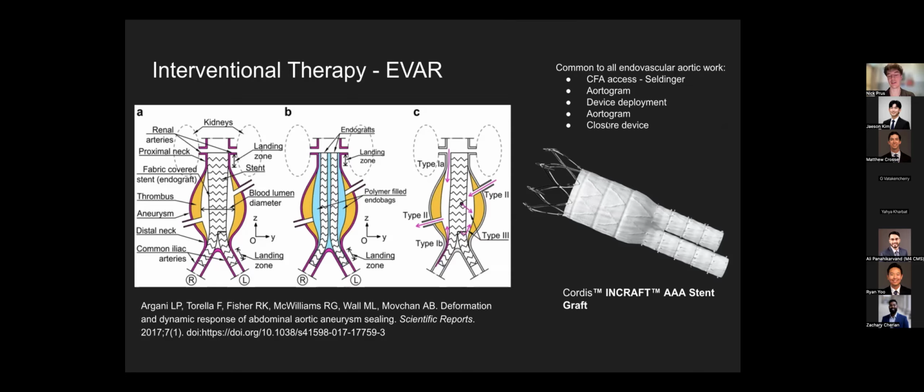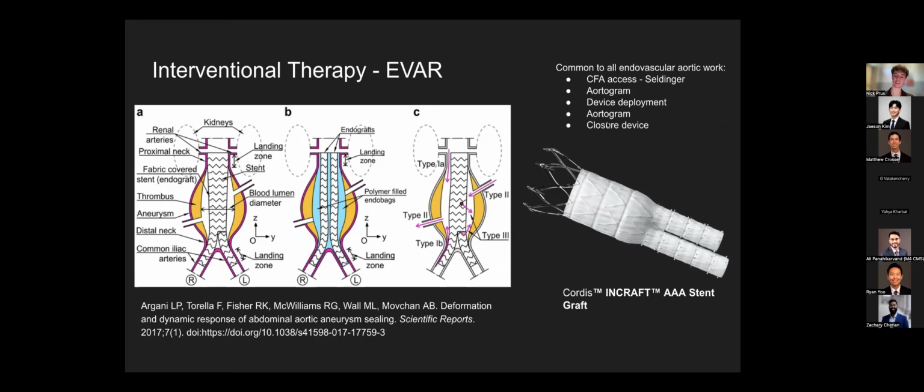Just a very primitive, common way for all endovascular aortic work. Once again, I didn't want to include too many details, but you want to get CFA access, maybe even iliac access. You get in using Seldinger technique. You do an aortogram just to get an idea of what the sac looks like and also the health of the surrounding vessels. IVUS can also be used in these cases. You deploy the device, and then once the device is deployed, you do an aortogram, and then you need a closure device. I previously mentioned the large size of the sheath, so I think it's at least 8 French for some of these. So you need a closure device in these cases.